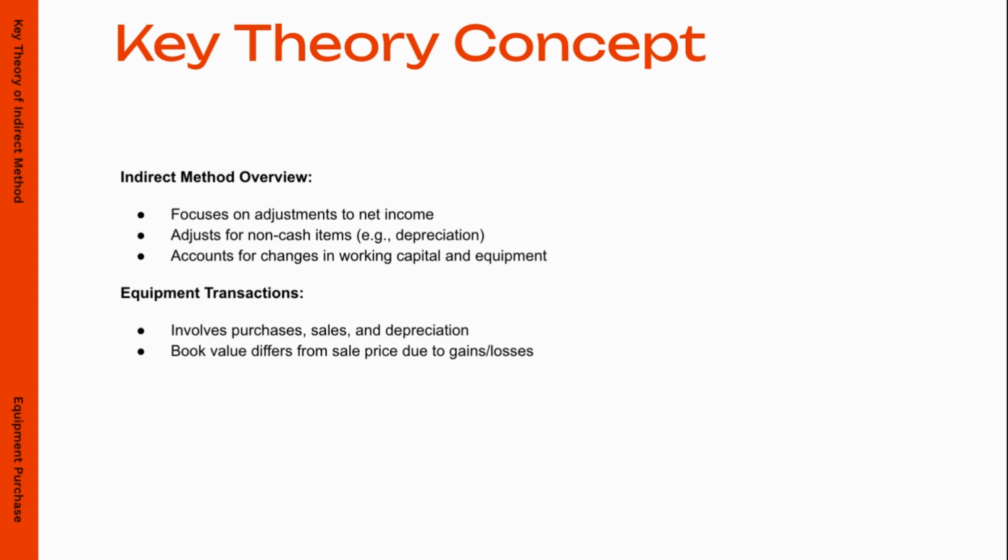Our equipment transactions involve purchases, sales, and depreciation. Book value differs from the price due to gains and losses. That makes sense. The equipment transaction usually involves a purchase, which we have in this question, or it could involve a sale in a scenario, or it can involve depreciation. Usually, the book value differs from the sale price due to its gain or loss.